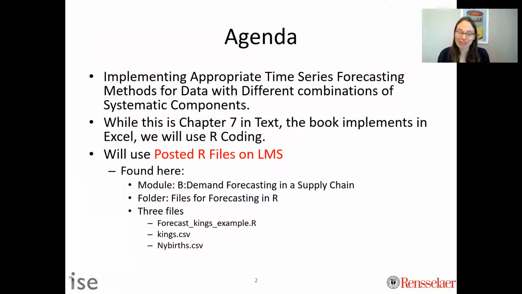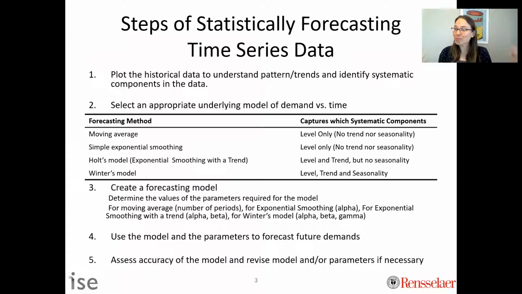So if you're following along in the textbook, this is chapter 7. However, we're going to use R and RStudio instead of Excel. And the set of lectures will use R files that are posted on LMS. So as a reminder from last time, the steps of statistically forecasting time series data take the following form.